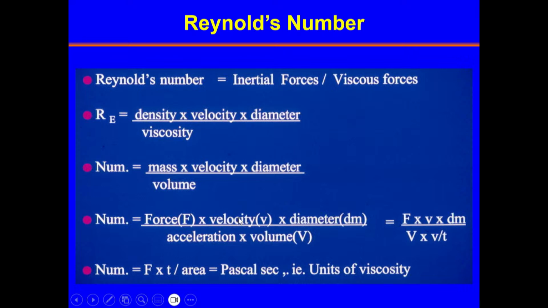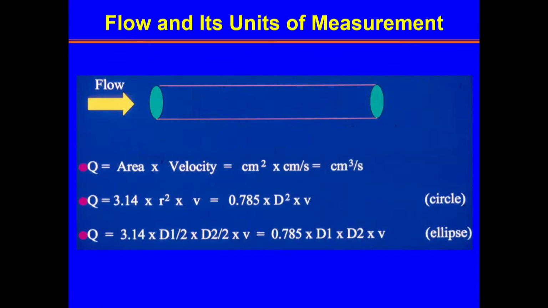Velocity is meter per second or centimeter per second, and acceleration is centimeter per second squared. So you end up with a force multiplied by second. And then diameter over volume, if you cancel the diameter with one of the dimensions from the volume, you are left with force over area. So that's the Pascal second, the same units as the denominator, and that's why that number is dimensionless.